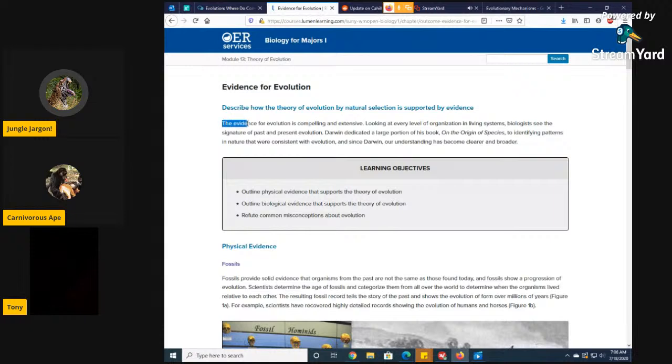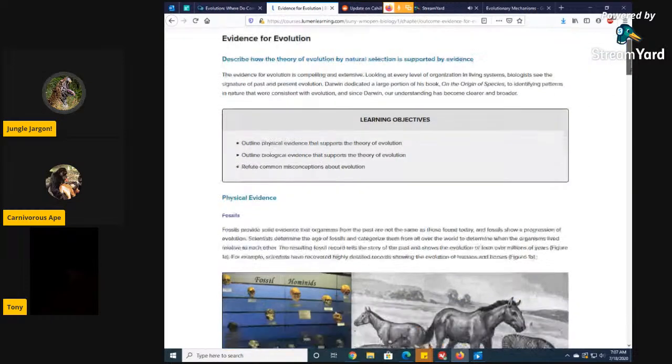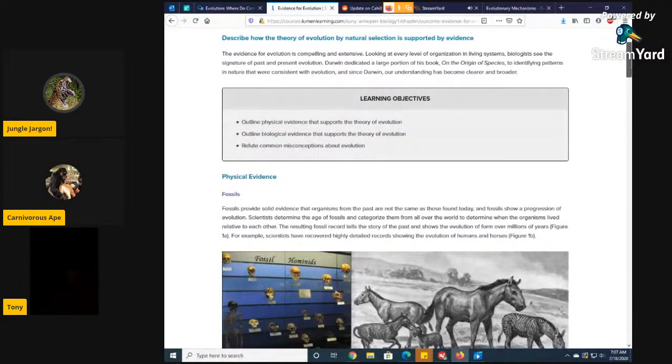Okay, it says here, the evidence of evolution is compelling and extensive. And the only thing I could see was that mistakes happen, therefore evolution. It's mistakes that are selected for, therefore evolution.